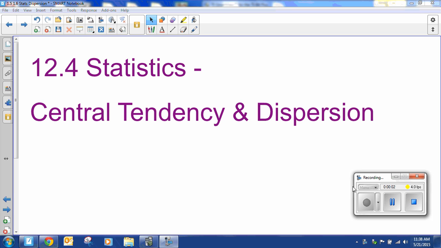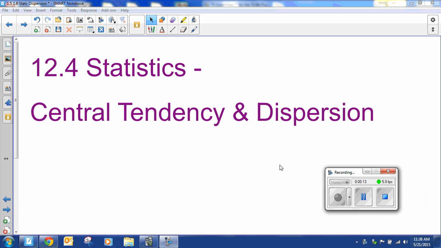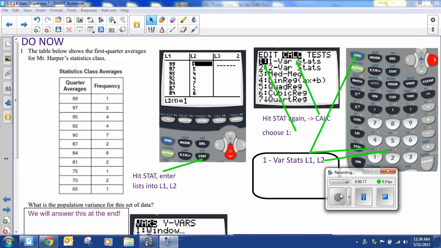Okay, in this lesson, we're going to take a closer look at some statistics, specifically central tendency and dispersion, and we're going to use our graphing calculators quite a bit here. Let's jump in and look at this first question.